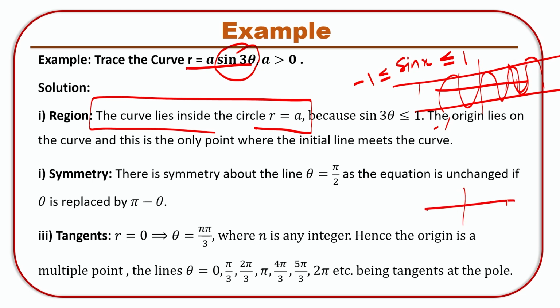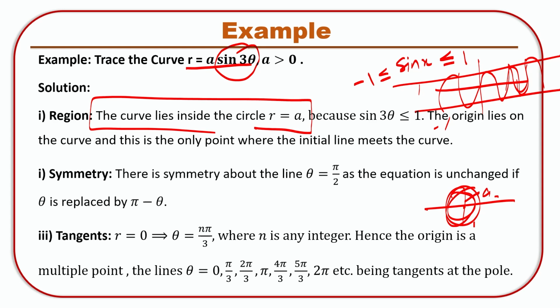So, you have r equal to a, something like this, and we are looking for the curve inside this circle of radius a, right. Each point of the curve lies inside that area. The origin lies on the curve, because this is the only point where the initial line meets the curve, isn't it? So, symmetry: there is symmetry about the line theta equal to pi by 2.